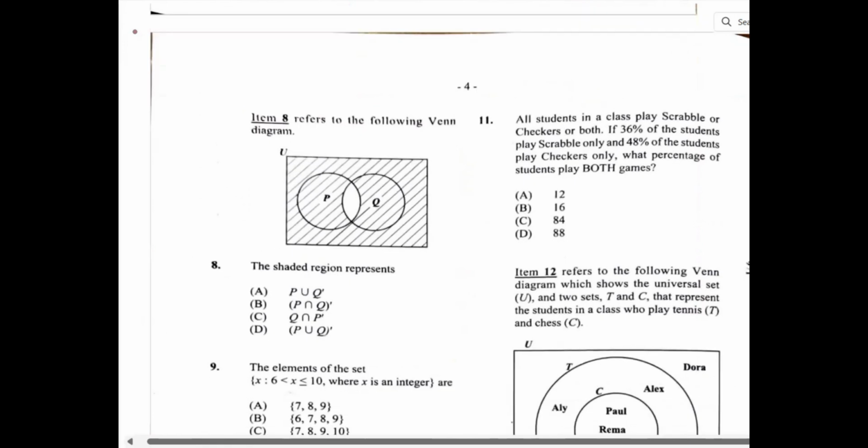Number 8 refers to the following Venn diagram. The shaded portion represents what? So this portion is everything shaded except the center, and we know that the center is P intersect Q. So if the center is P intersect Q and the center is not shaded, but everything else is shaded, that means they are trying to get the complement of this set, which is everything that is not in that particular set.